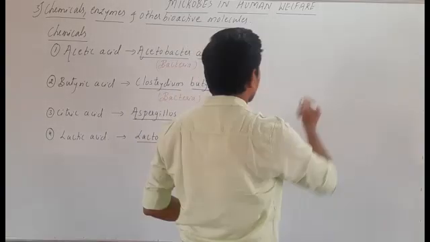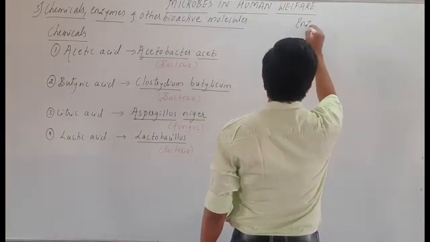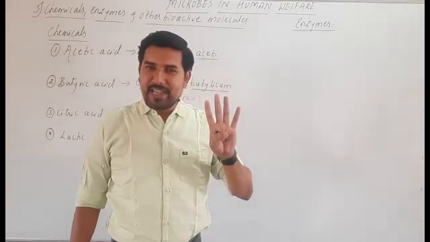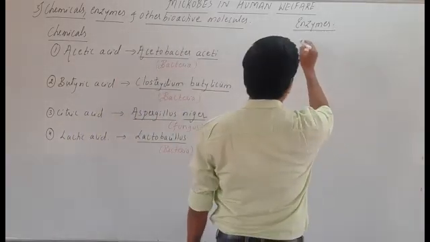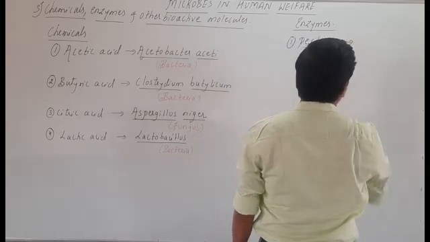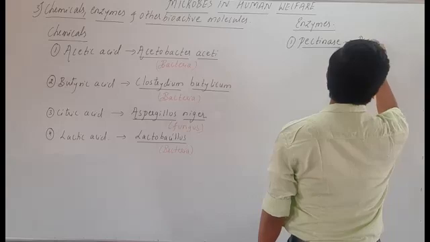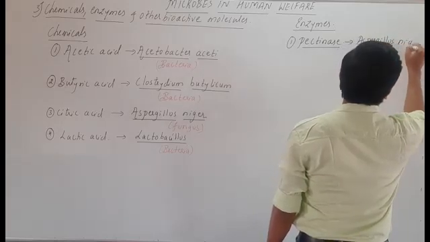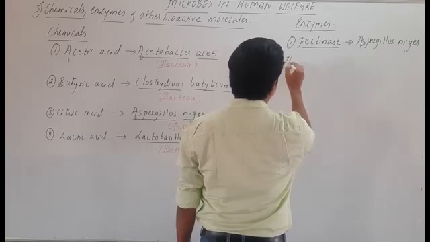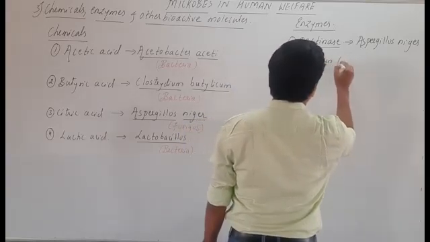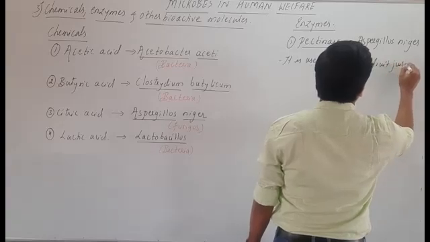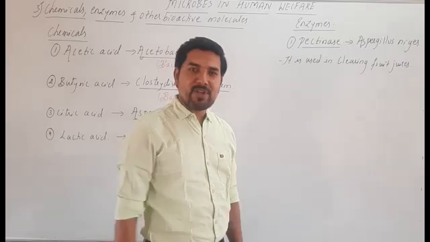Now when we come across the enzymes, here we come across different types of enzymes. In the enzyme part, again we are going to study 4 different types of enzymes. So let's study what those are. First one is the pectinase enzyme. This is produced from Aspergillus niger and it is used in clearing fruit juices. Okay, so this is used in clearing the fruit juices.